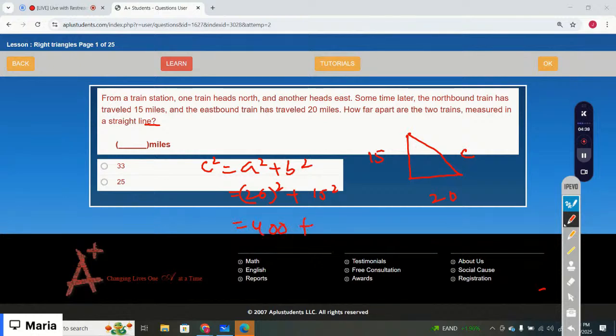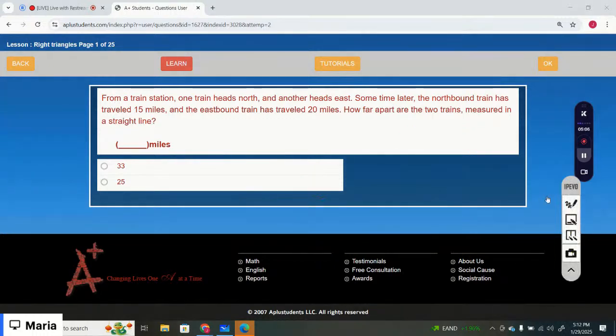20 square is 400 and 15 square is 225. So 400 plus 225 is 625. So you have to evaluate the square root of 625, that is 25. So that means the distance between the two trains is 25. Option number 2 is the correct option.